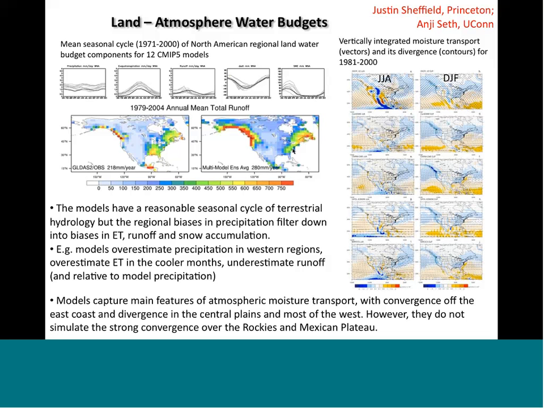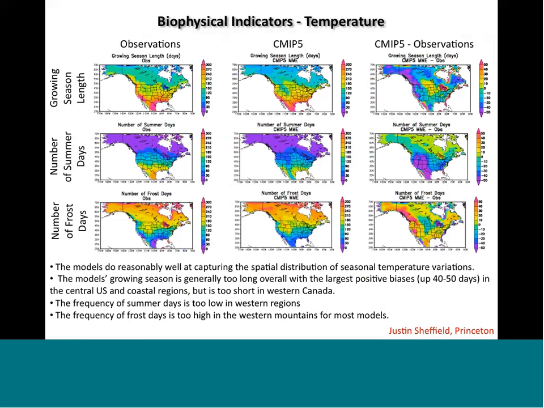Next slide is another example of continent-wide climate. This is in terms of biophysical indicators related to temperature. So the examples I'm showing here are growing season length, which is basically the time between the last frost in the spring and the first frost in the fall. The number of summer days over 25 degrees centigrade, I think it is. And then the number of frost days is on the bottom row. And we have observations, the CMIP5 ensemble, and then their difference over on the right.